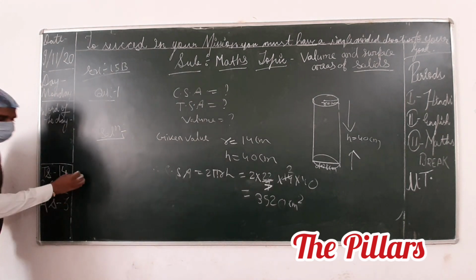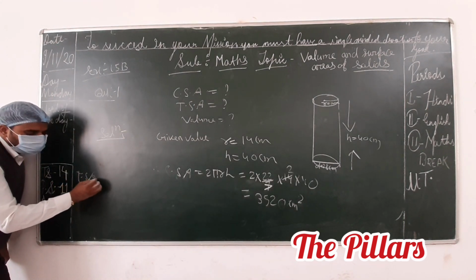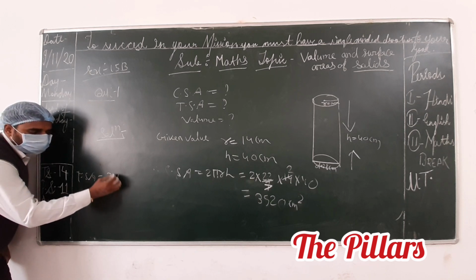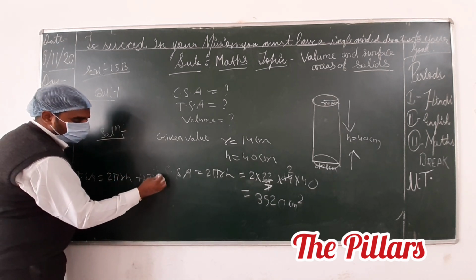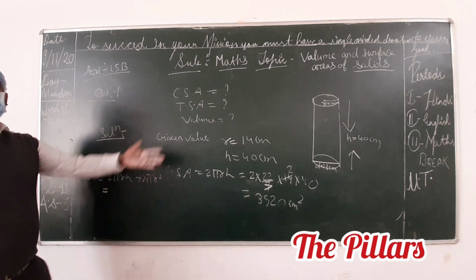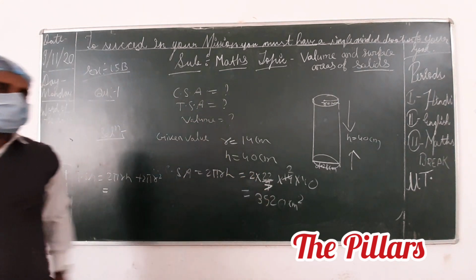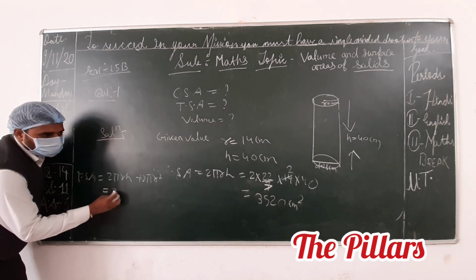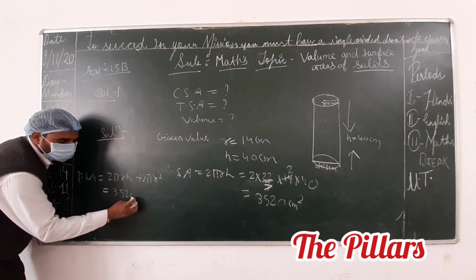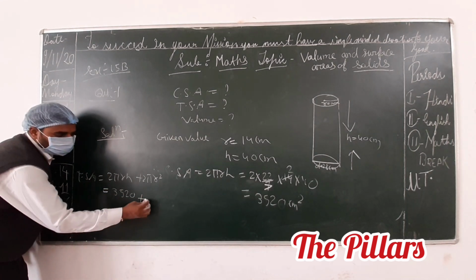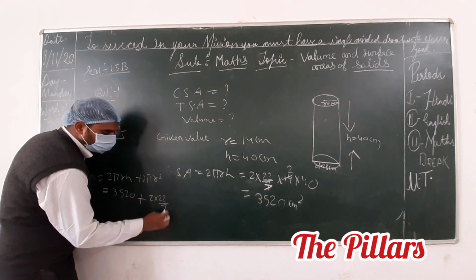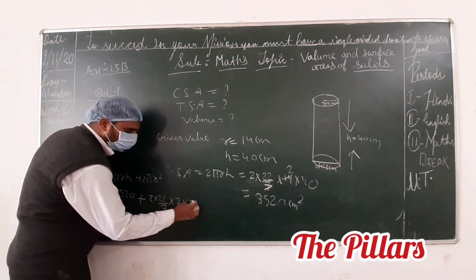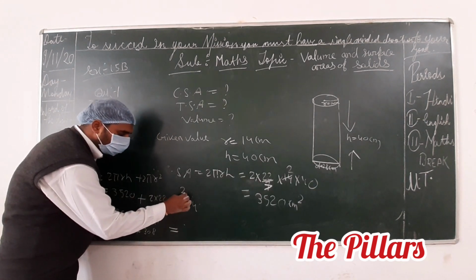Acha. After that we will speak about the TSA. What is the TSA? You know the formula for TSA: 2 pi RH plus 2 pi r square. We have already calculated 2 pi RH, which is 3520, plus 2 pi r square. 2 into 22 by 7, value of r is 14.